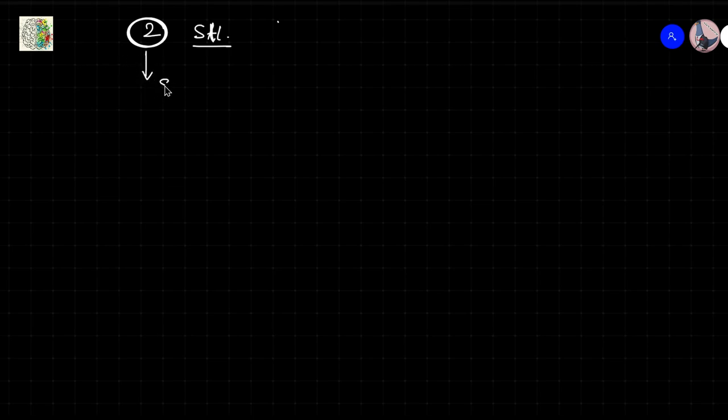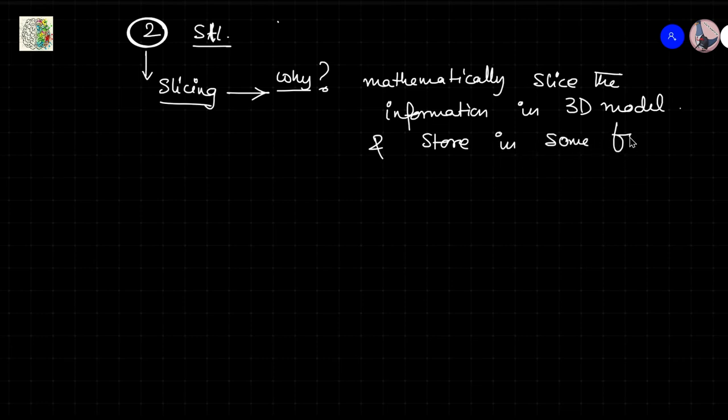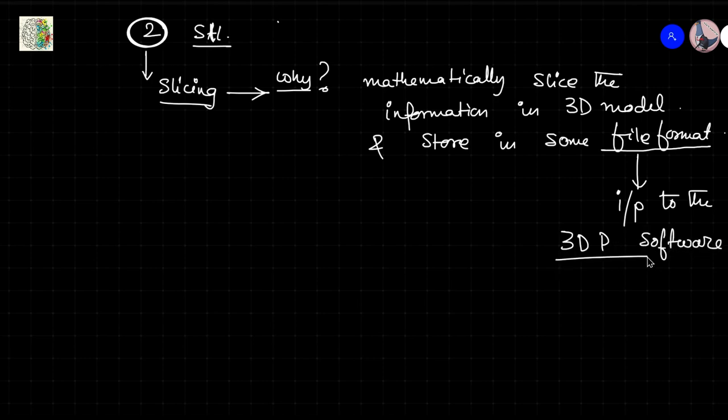This second step was slicing. You should know why it is done. You understood that it is to mathematically slice, not the 3D object, but the information in the 3D model, and store it in some file format. Now, this file format will be the input to the 3D printer software. Whatever file format you get will be the input to your 3D printer software, and then your machine will start making the object.